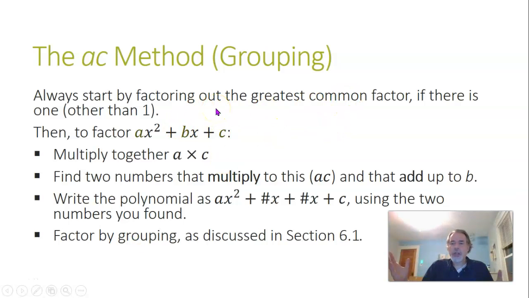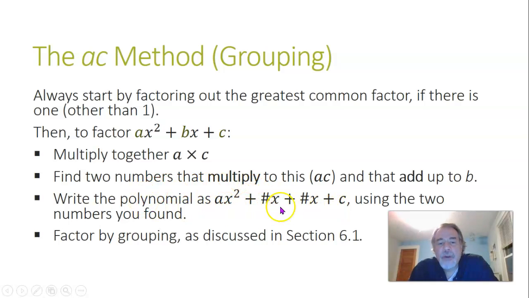You would always start by seeing if there's a common factor that you can factor out before you do anything else. But assuming you've done that or there is no common factor to get out of the way, start by multiplying together these two numbers, the A and the C. And then find two numbers that multiply to that number and that add up to B, the coefficient on the x term in the middle. And use those two numbers that you found to break up that middle term into two separate terms that add together to give you bx.